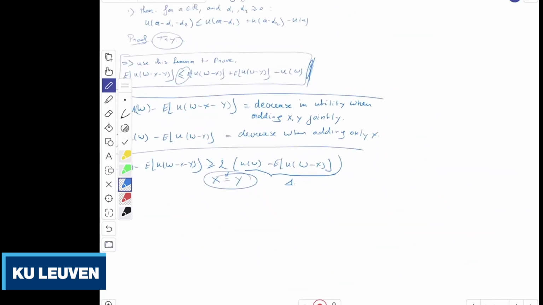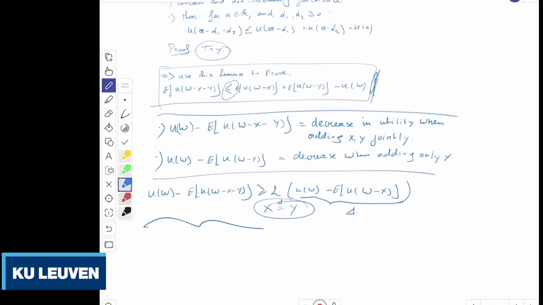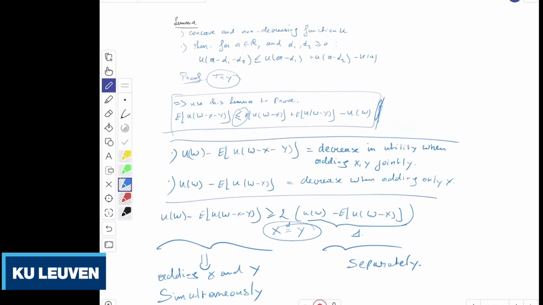So here we have that this is adding X and Y jointly or simultaneously, and this is doing it separately. And if you do something separately, the effect is smaller than when you do it simultaneously. Why is that? Because we have to assume here that U is a concave function.